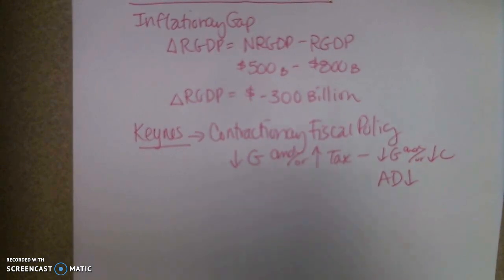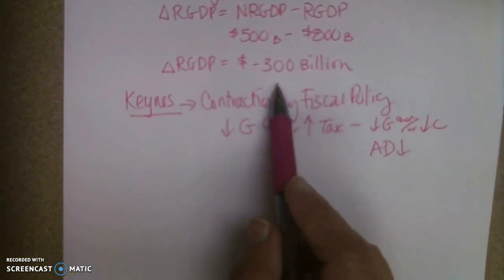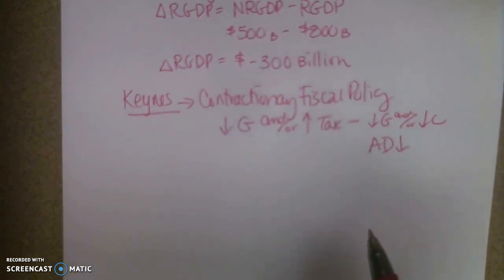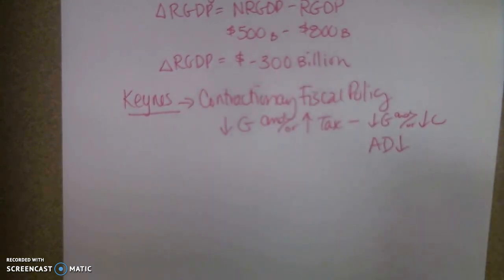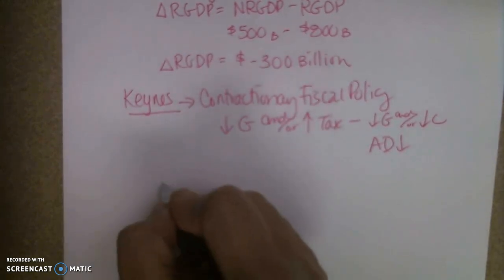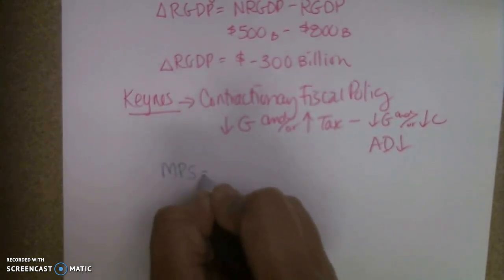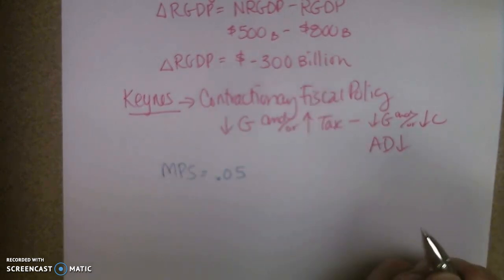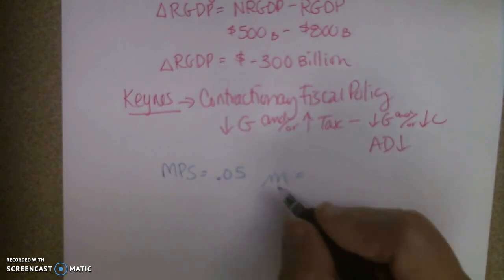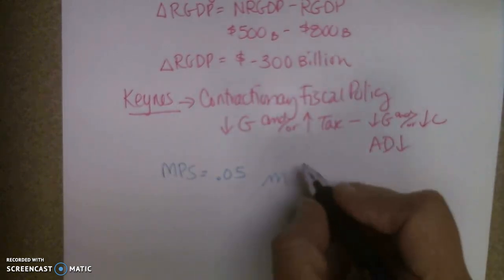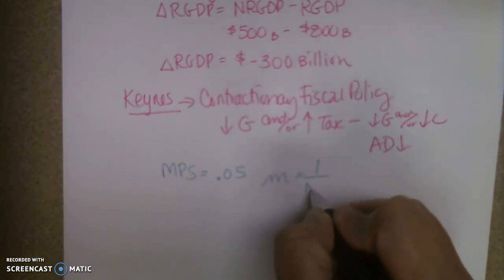So we know that we have this inflationary gap of negative 300 billion that we need to solve for. Let's figure out how much the government needs to change their spending. So if you are given an MPS of 0.05, we're automatically going to put that in the form of a multiplier, because we want to know how many times that effect is going to be multiplied through our economy. So we put 1 over your MPS.